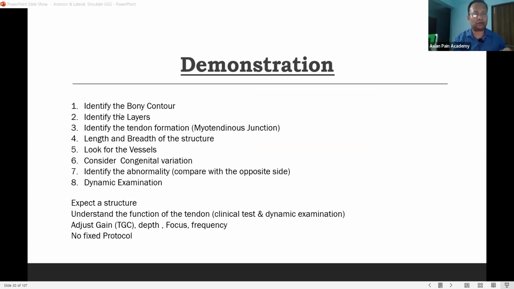Now for demonstration purposes, identify the bony contours. There are some areas we can identify by palpation.